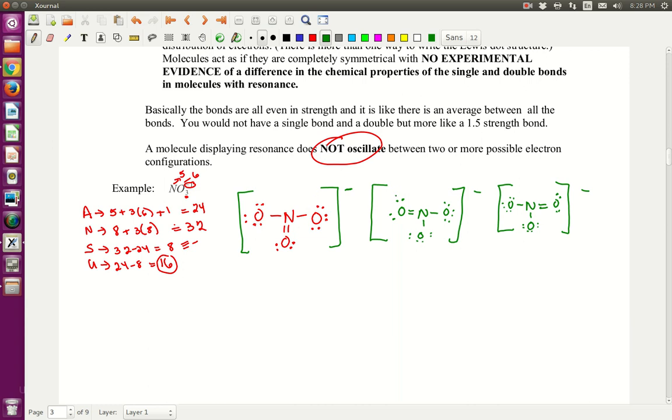When there's more than one way to write it, so that you end up with a double bond or a single bond in different places, you have molecular resonance. It does not change from this to this to this. It's an average of all 3. And that's what we call it when they have molecular resonance.